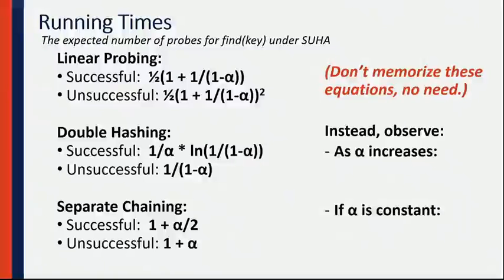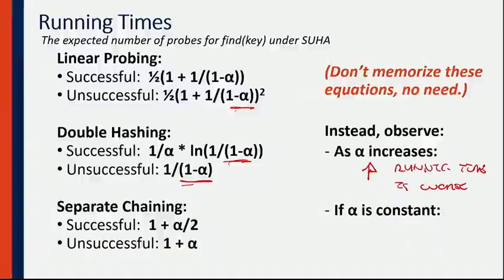So what this means is we can look at these equations and see where alpha is in all of these equations. So here alpha is in a denominator. Alpha is in a denominator. So as alpha increases, you're going to see that the running time is going to be 1 minus alpha, 1 minus alpha, 1 minus alpha. So the running time is going to get worse the larger our load factor is. This intuitively makes sense, that as alpha increases, the running time of our hash table gets worse.